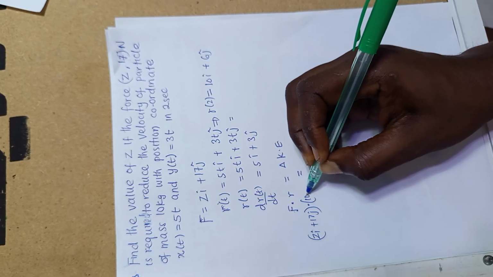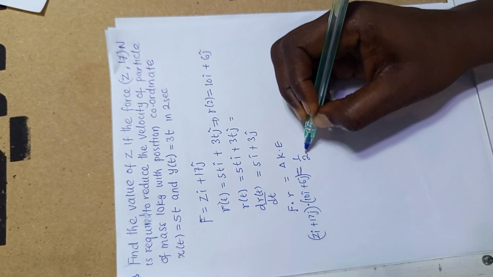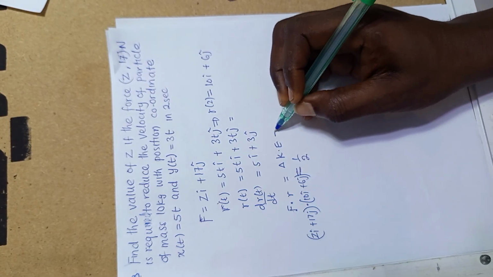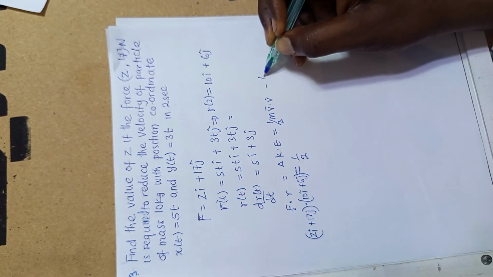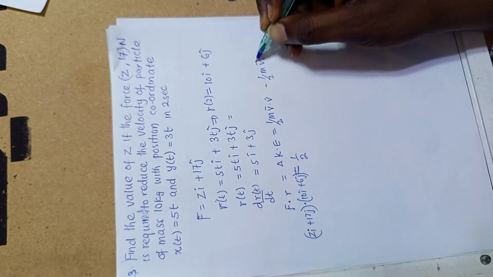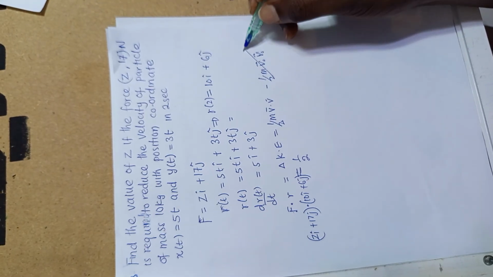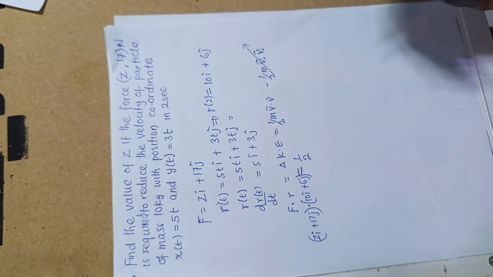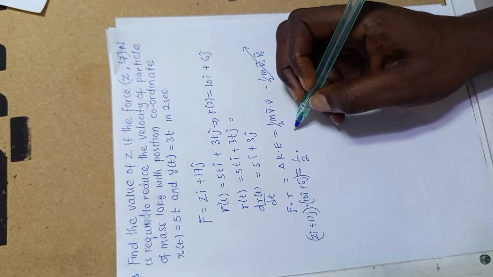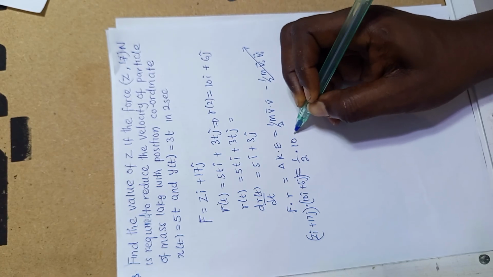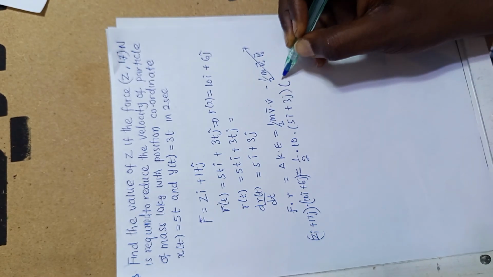So I would have 10i plus 6j is equal to half, the body starts from here, so this one is more or less half mv dot v minus half mv naught dot v naught. V naught is 0, so as such this one will be 0. V naught is 0 starting; we assume it starts from rest. So dot mass. What is the mass? 10. Dot what's our velocity there? 5i plus 3j.